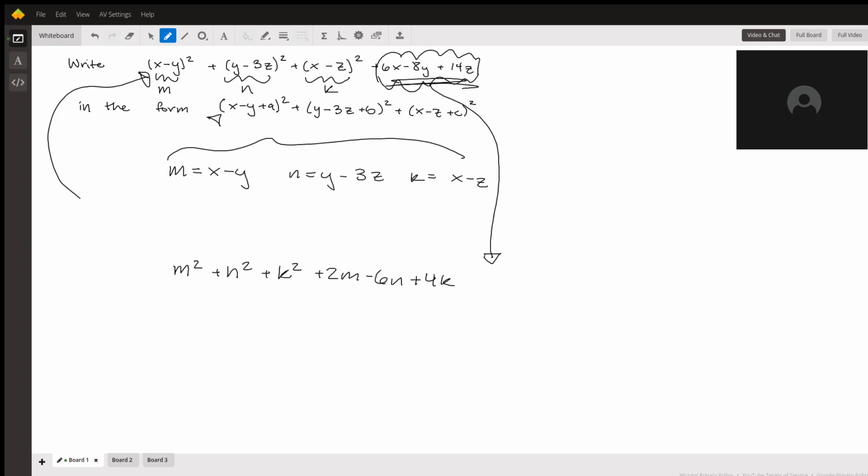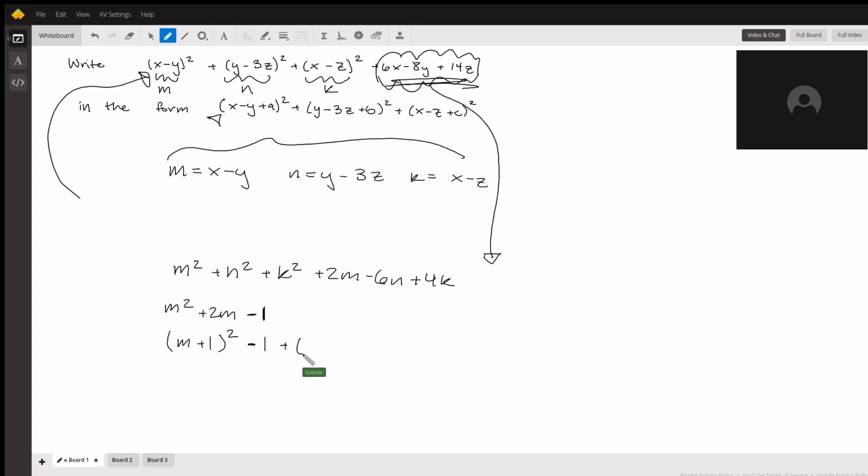And so now our final step is going to be completing the square. We're going to group the m terms together. We're going to have m squared plus 2m. We want to complete the square with that. That would be m plus 1 squared. It's going to give us that m squared and the 2m. The problem with that is it's going to give us an extra plus 1, right? So we have to cancel that out by subtracting 1 after. So we have that m plus 1 squared and then minus 1.